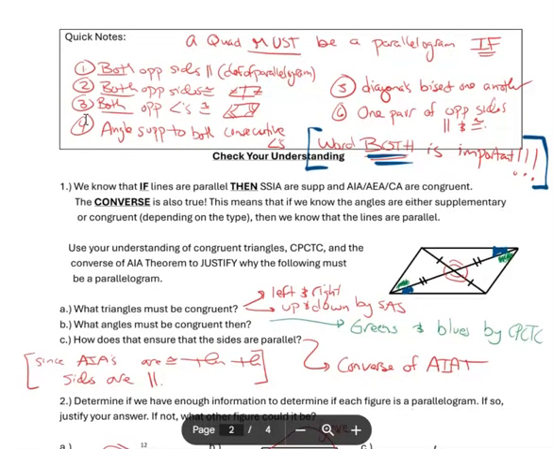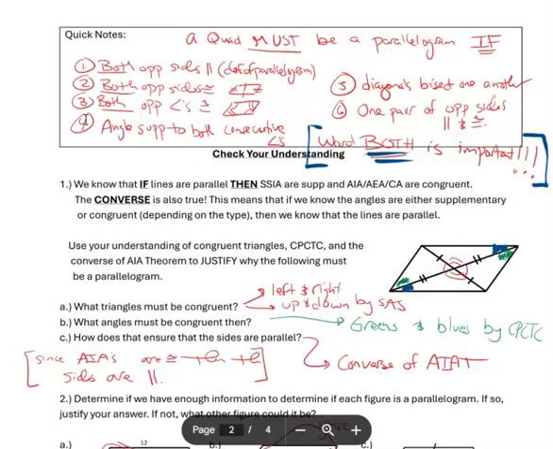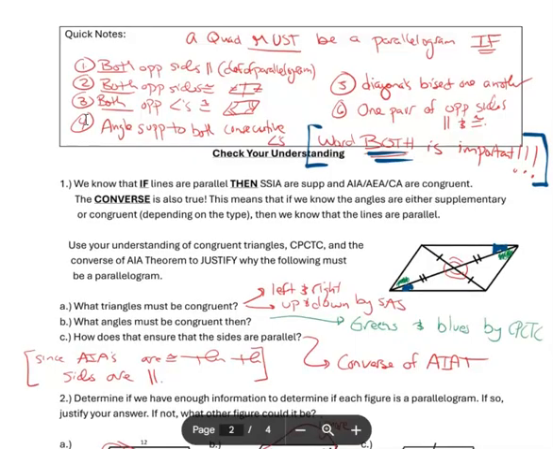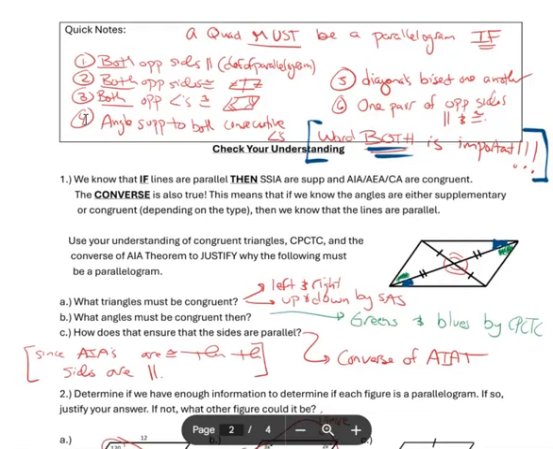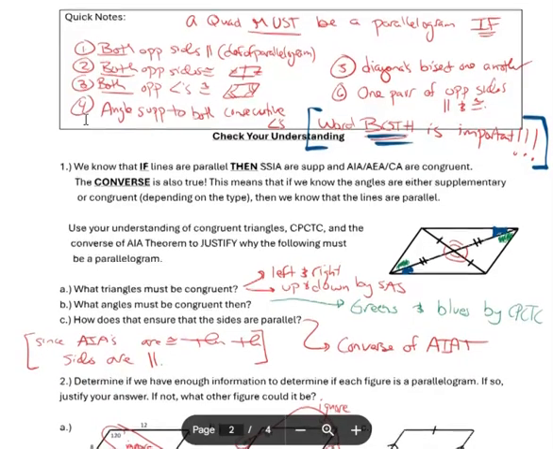If you just say opposite sides are congruent is the reason, well, you could look at an isosceles trapezoid and that has opposite sides that are congruent and it's not going to be a parallelogram. So you have to say both for a lot of these. Anytime that I underline the word both, it is necessary when you're justifying why something needs to be a parallelogram.